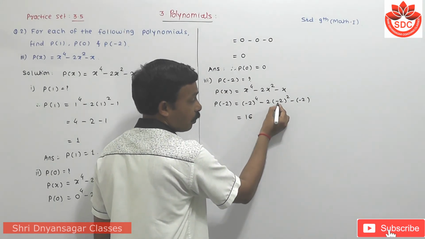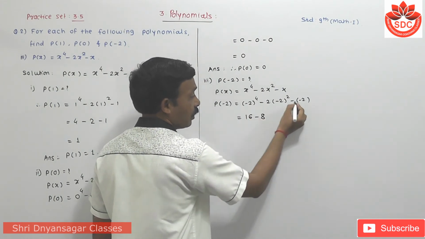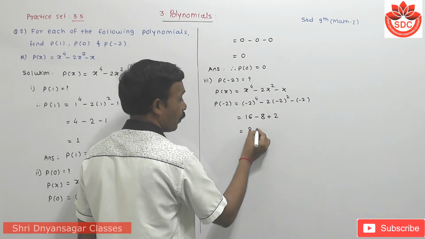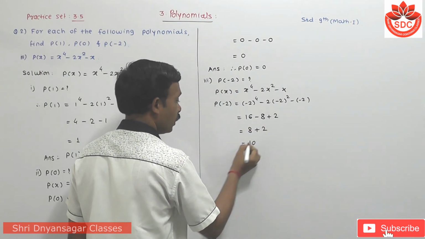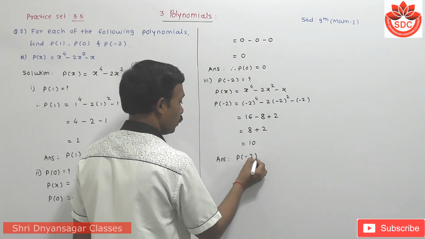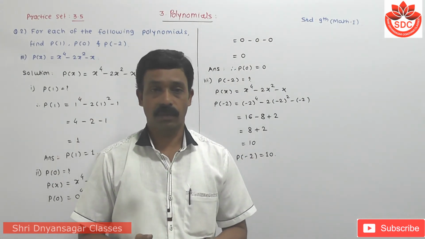Then also, minus 2 square is plus 4. 4 twos are minus 8. Then minus minus plus. Subtraction is 8 plus 2 becomes how much? 10. Therefore, the answer in full sentence, p of minus 2 is equal to 10. Okay, we take the next question.